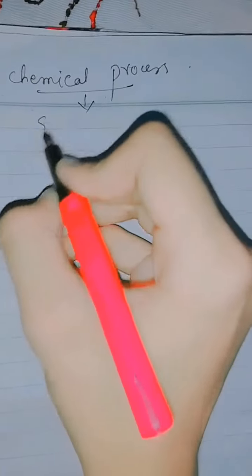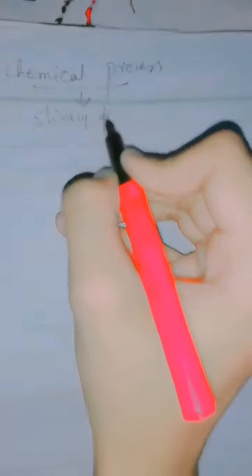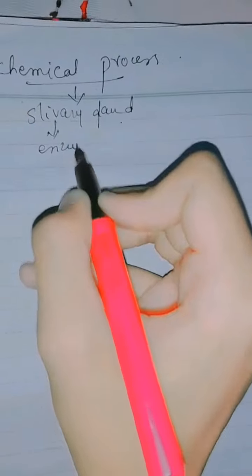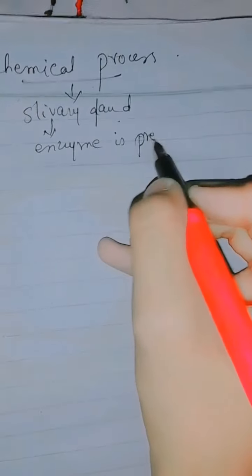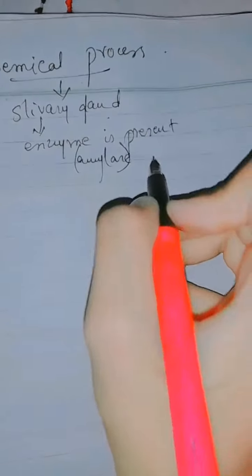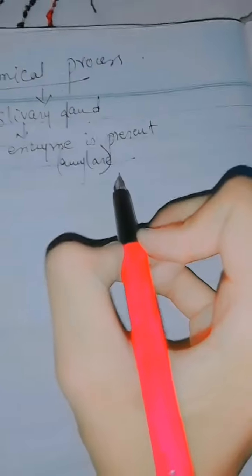And if we talk about the chemical process, how is it chemical? In our mouth salivary glands are present, and in salivary glands an enzyme is present. Which enzyme? Amylase, that breaks down the macromolecules into the micromolecules. So here the digestion is also a chemical process. Here digestion is also occurring.